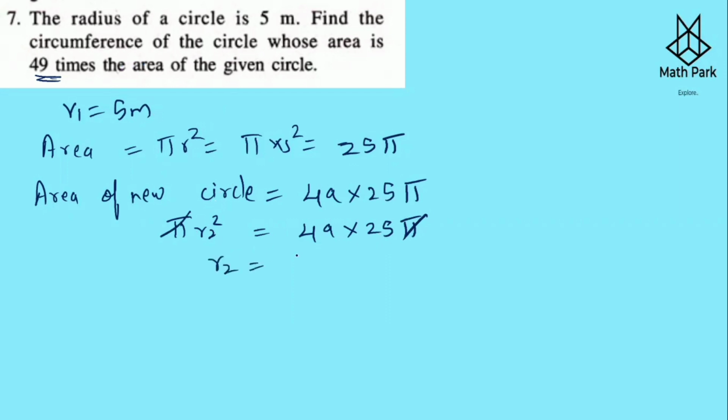So r2 is equal to the square root of 49, which is 7, and the square root of 25, which is 5. That is 35 meters, the radius of the new circle. Then you are asked to find the circumference of this new circle.